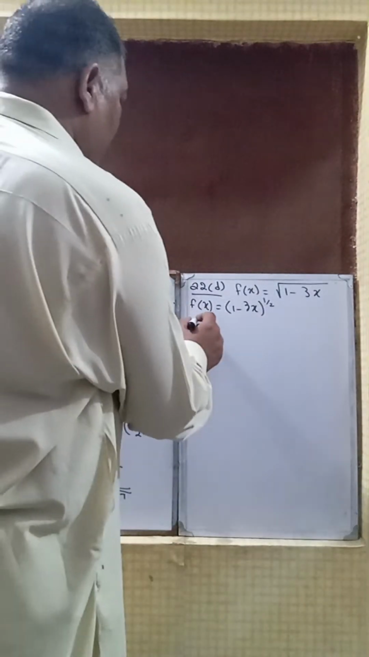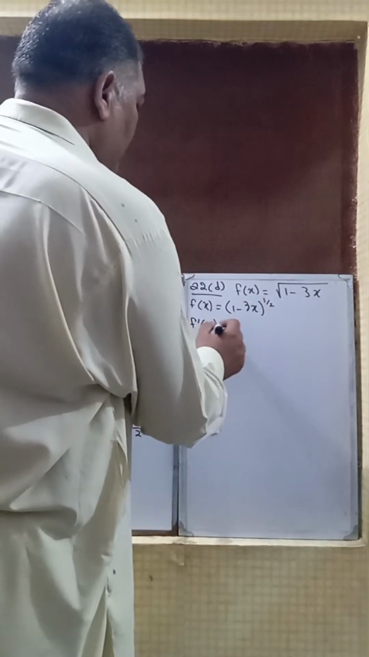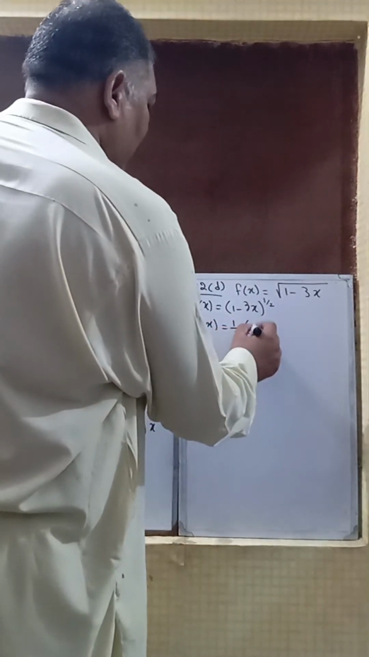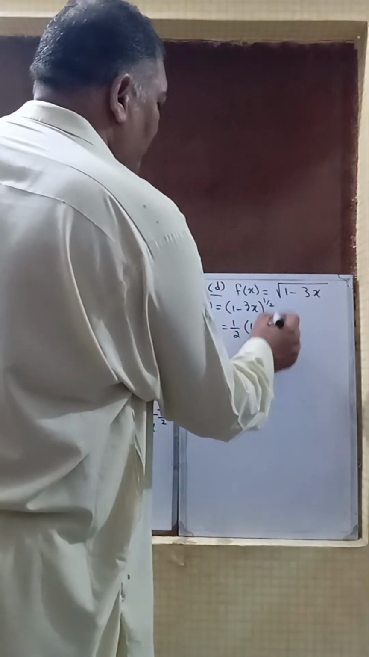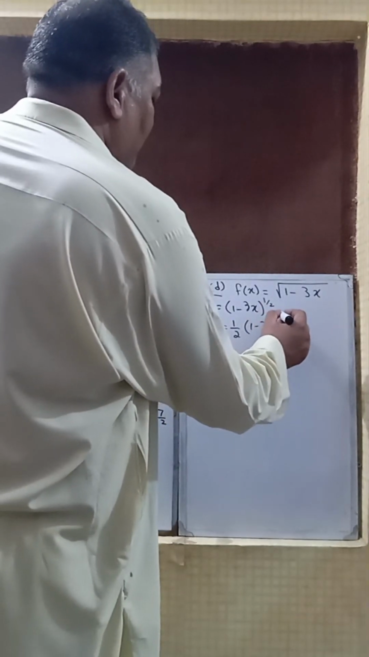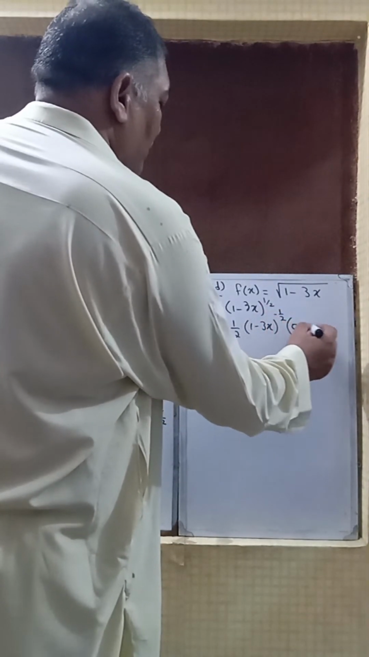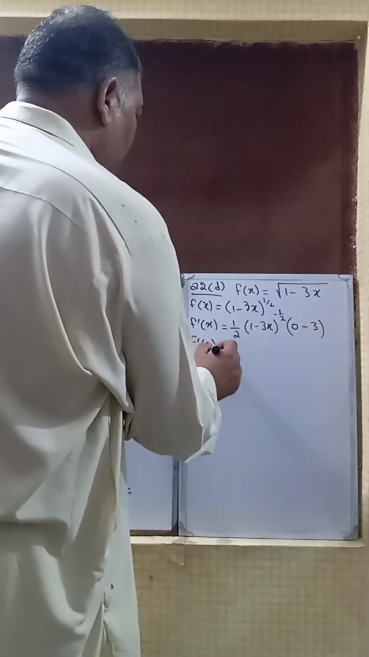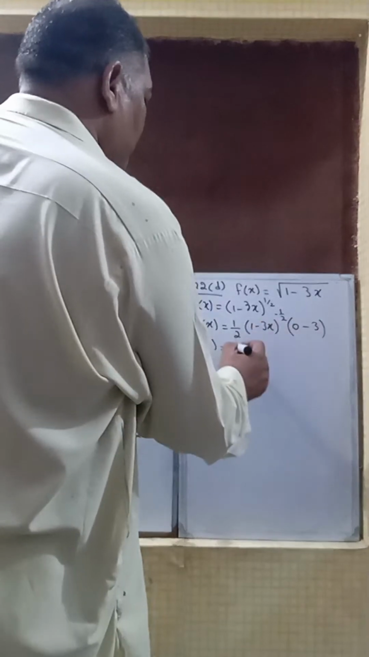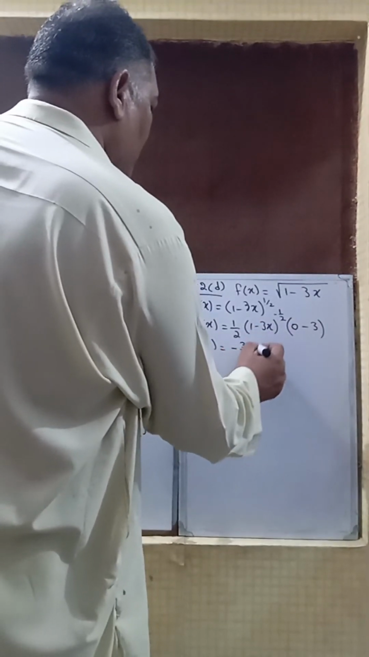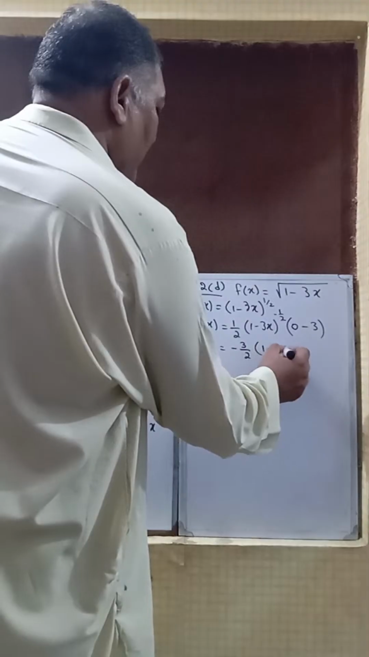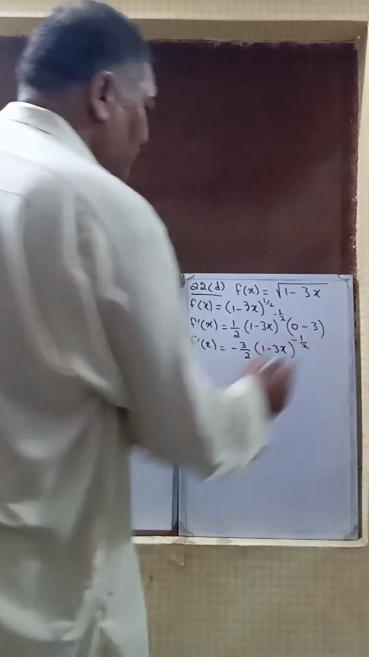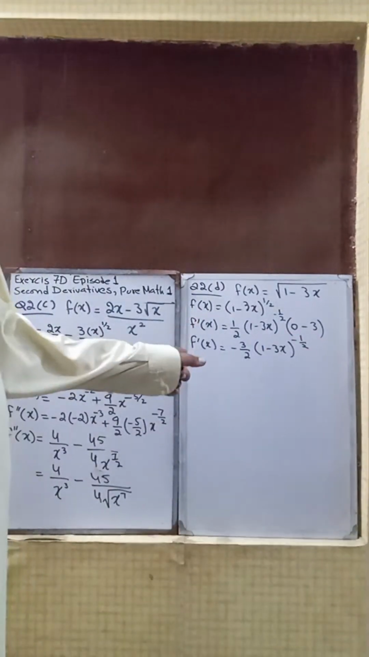You see, it will become the derivative. 1 by 2 will come on the side, (1 minus 3x) raised to power 1 by 2 minus 1, that's minus 1 by 2, times the derivative of the base, 0 minus 3. So the first derivative will be equal to minus 3 by 2 into (1 minus 3x) raised to power minus 1 by 2. So this is the first derivative.